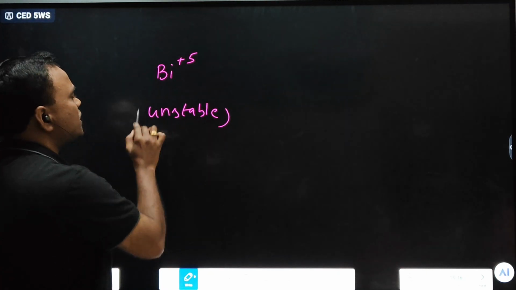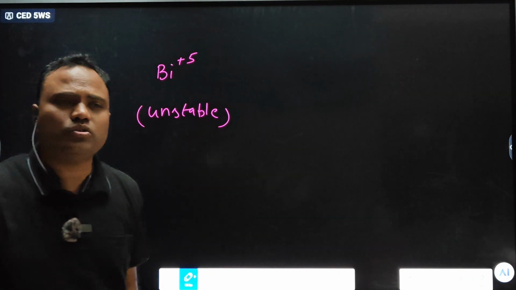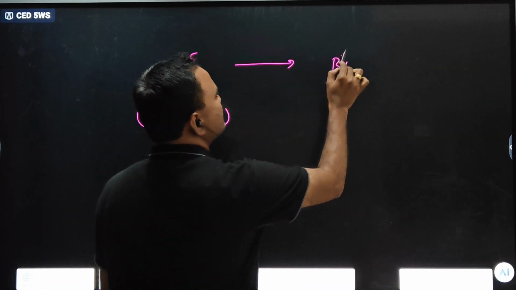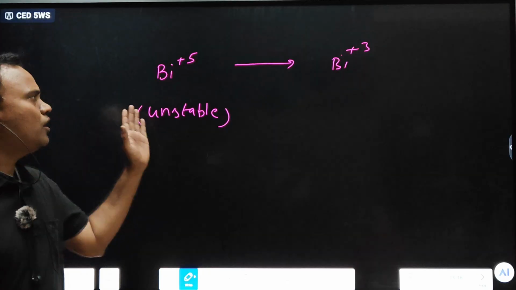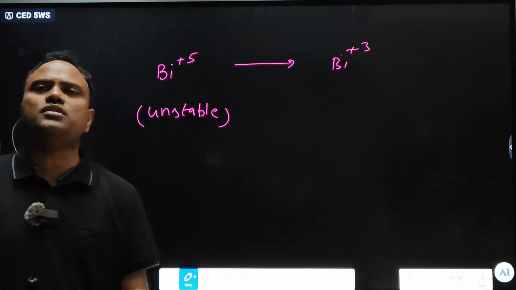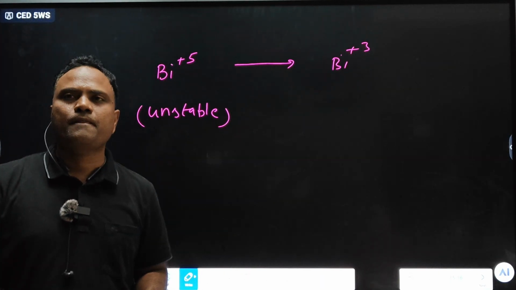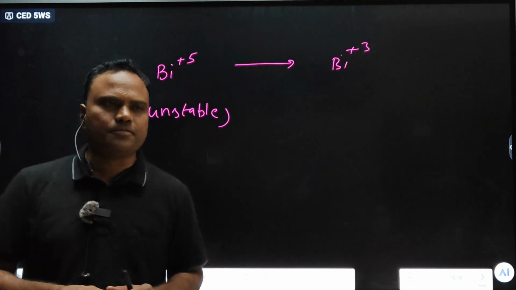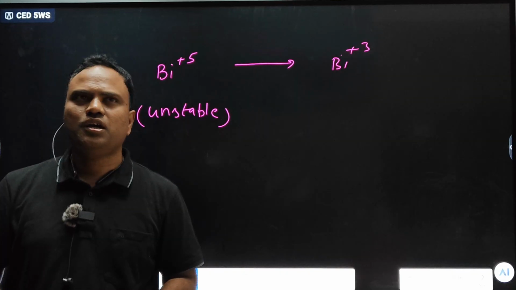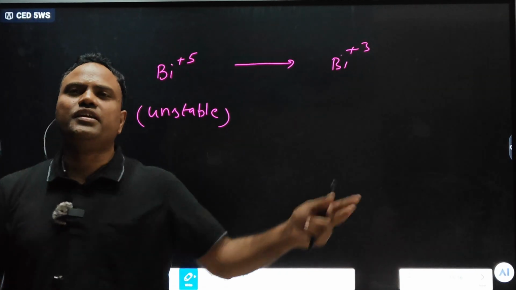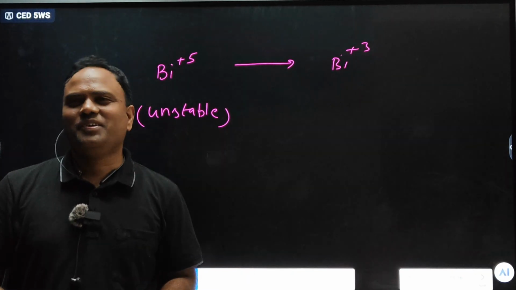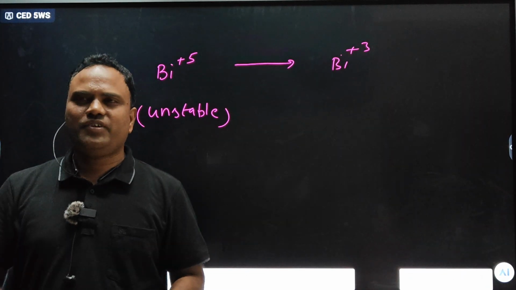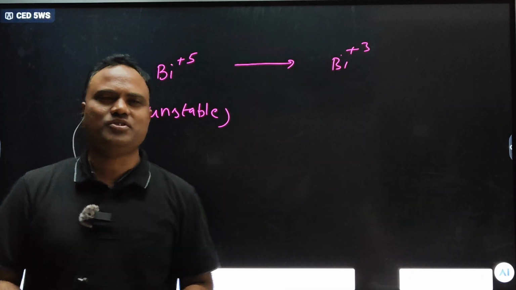You tell me, an unstable ion always tries to convert to stable. What is the stable form for bismuth? Plus 3 is stable. Now you tell me how this conversion takes place. By losing electrons or by gaining electrons? Gaining 2 electrons. Clear? Bismuth plus 5 is waiting to steal electrons from others. Some people are selling electrons in the market, and it tries to purchase the electrons. Why? Because it is in the unstable form. If it purchases 2 electrons, it will convert to the stable form.